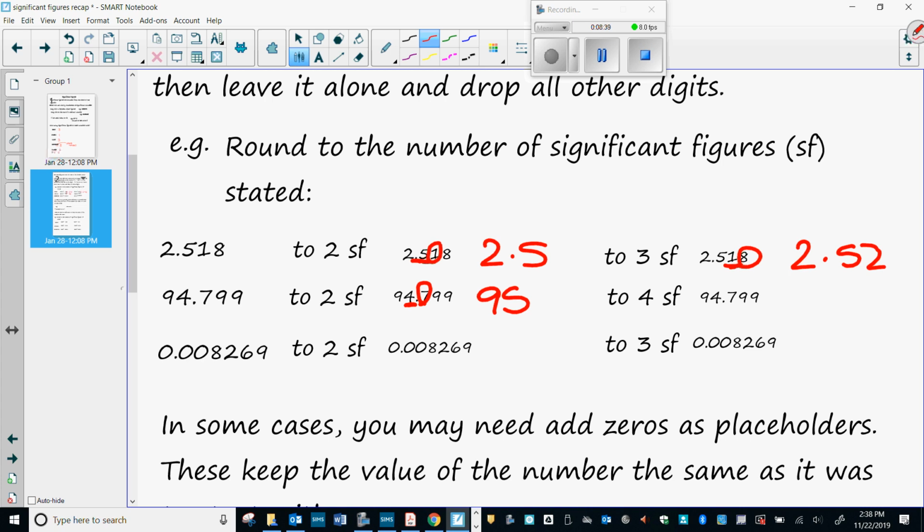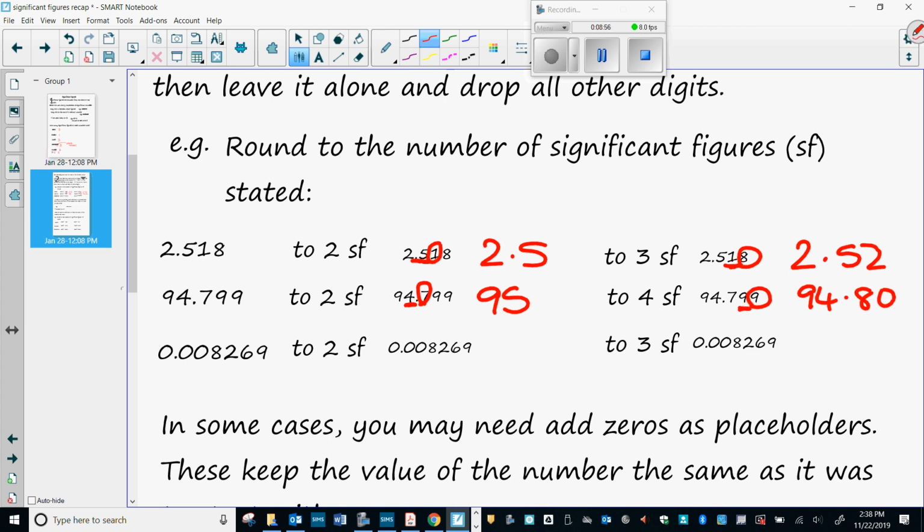Count 1, 2, 3, 4. Underline the 9. Circle the next 9. What happens here? Okay, so it would boost that number up, which will boost the next number up. So it'll be 94.80. Good.